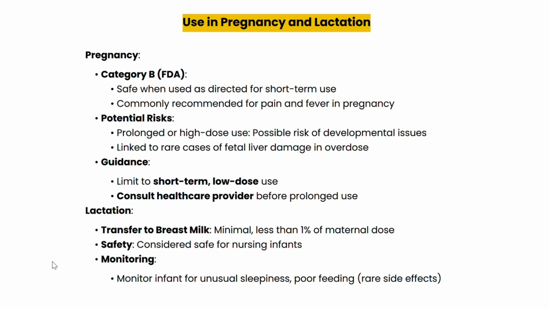Now let's dive deeper into the use of acetaminophen during pregnancy and lactation, which is very important. So during pregnancy, acetaminophen is classified as a category B drug by the FDA, meaning that it is generally considered safe when used as directed during pregnancy. It is often recommended for managing mild pain and fever, as it does not carry the same risk as NSAIDs like aspirin or ibuprofen, which can affect the fetal circulation.